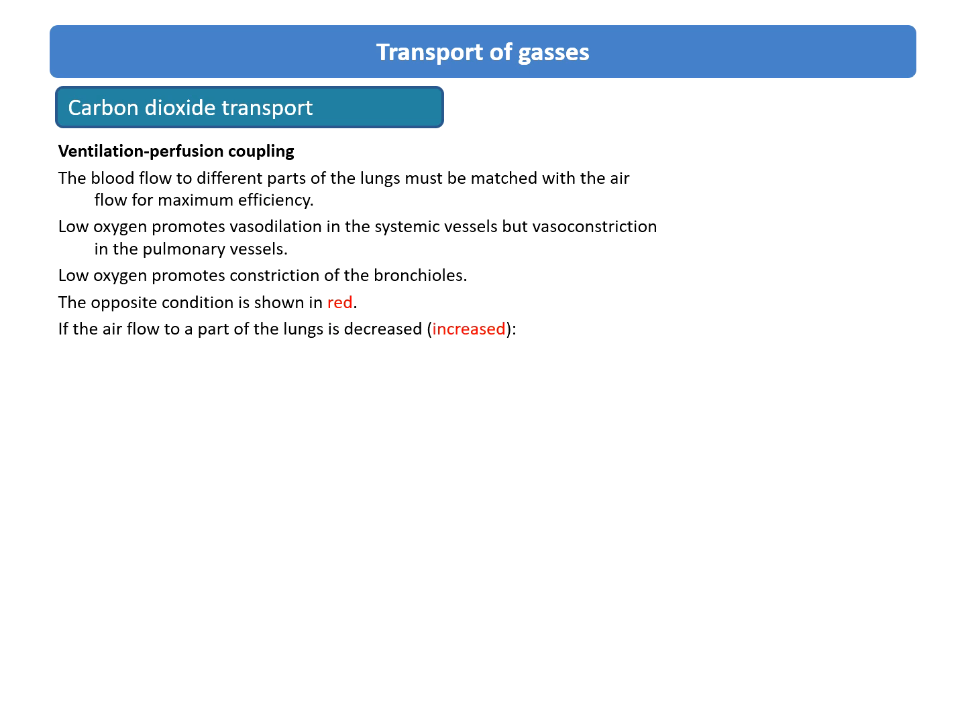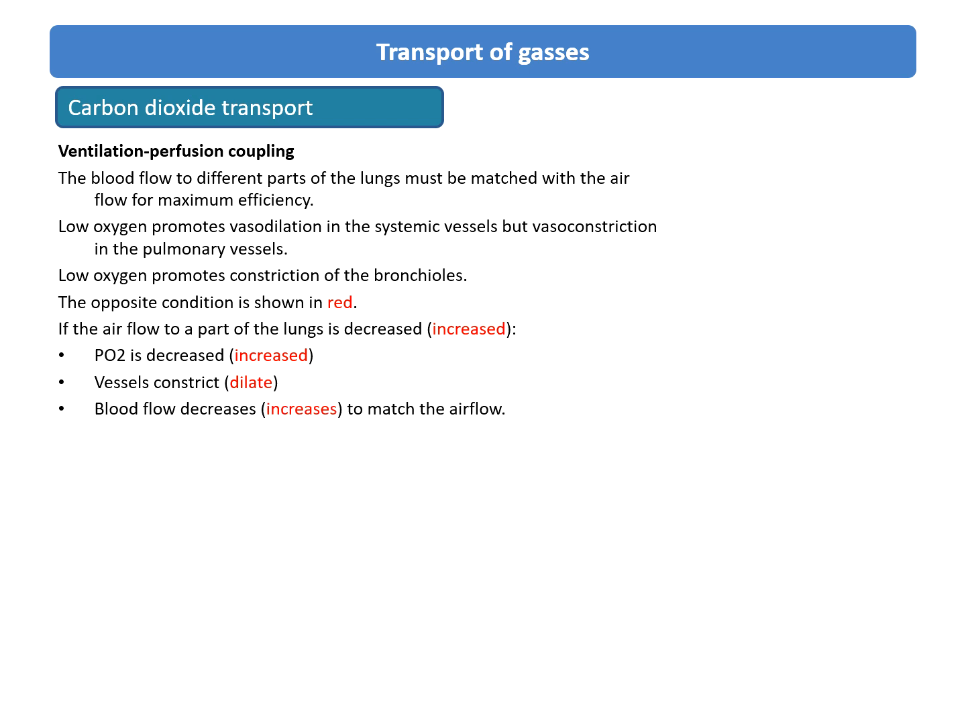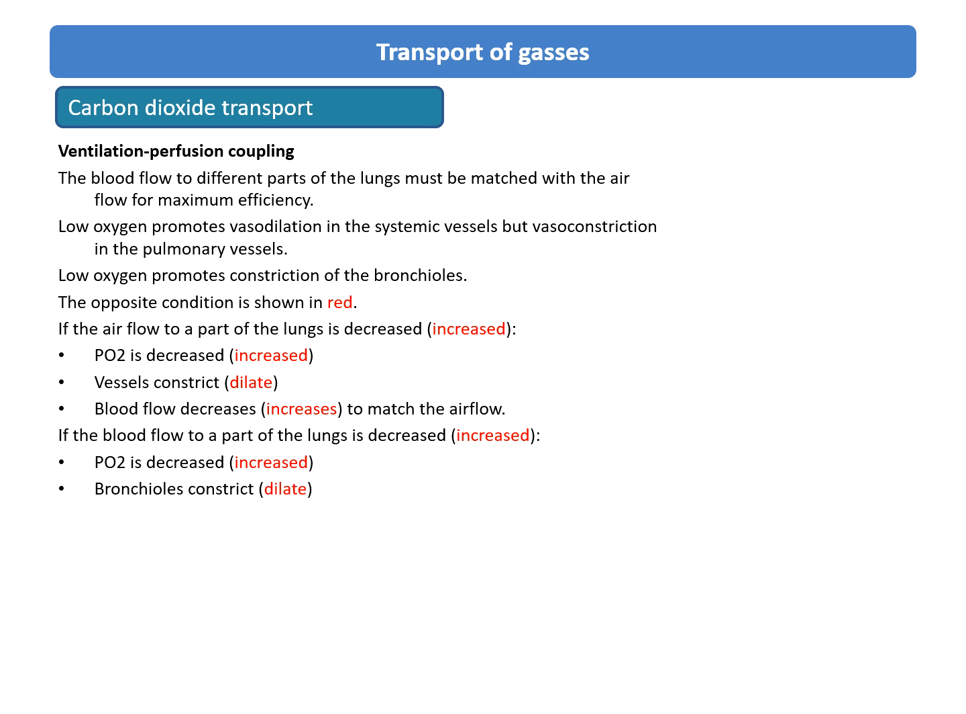If the airflow to a part of the lung is decreased, PO2 is decreased. Vessels constrict. Blood flow decreases to match the airflow. If the blood flow to a part of the lung is decreased, PO2 is decreased. Bronchioles constrict and airflow decreases to match the blood flow.